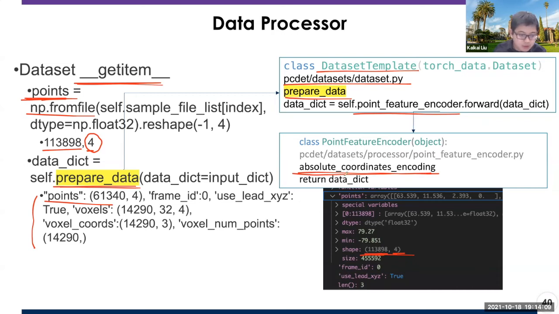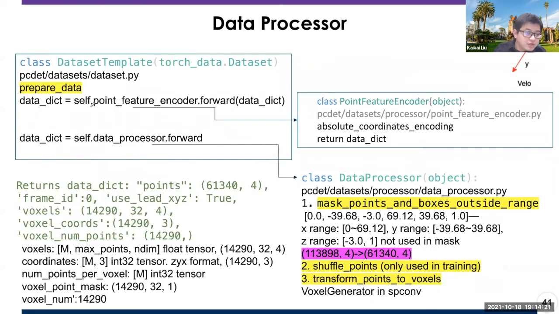So this is absolute encoding. So this is the total number of the points after the absolute encoding. Then they do the second step. After the point feature encoding, they have the second step called the data processor forward.